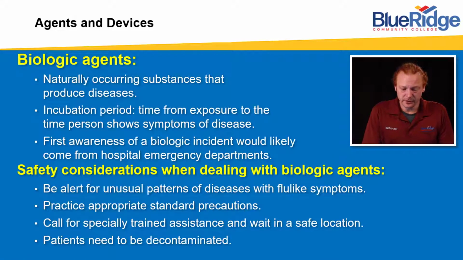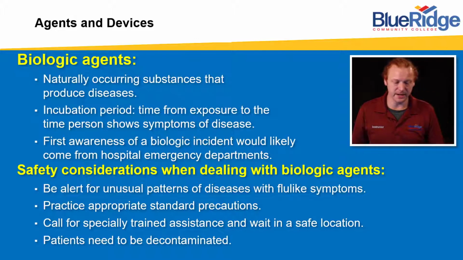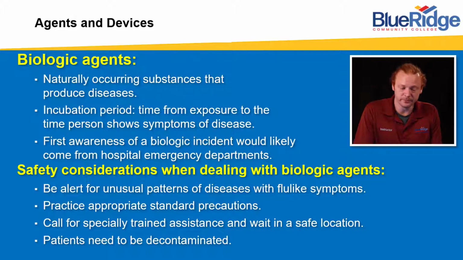Biological agents are naturally occurring substances that produce diseases. They may be bacteria such as anthrax or plague, or viruses such as smallpox or hemorrhagic fever. Although biological agents are hard to disperse so as to contaminate large numbers of people, they could be used as a deadly weapon by terrorists. These diseases have an incubation period, which is the time frame from exposure to the disease organism to the time the person begins to show signs and symptoms of the disease. If people were exposed to an infectious organism today, it might be several days before they would show signs and symptoms. The first awareness of a biological terrorist incident would likely come from a hospital emergency department or a public health department.